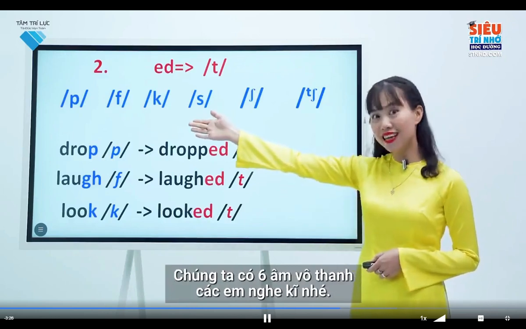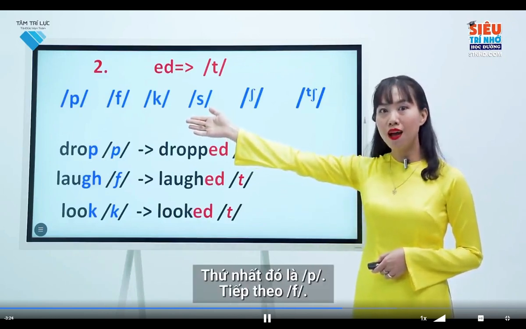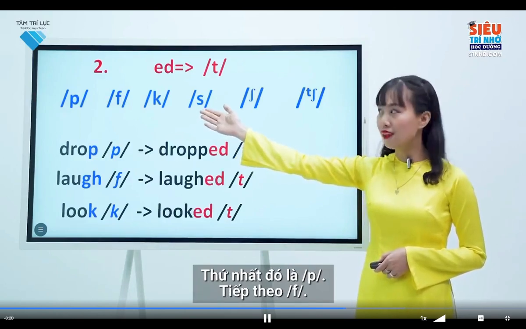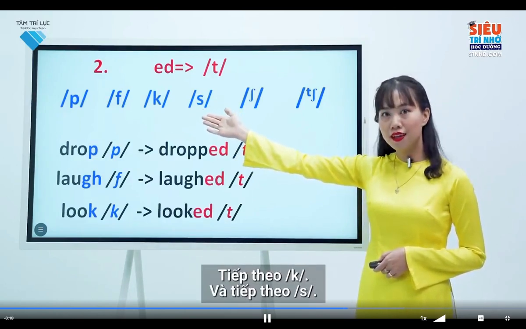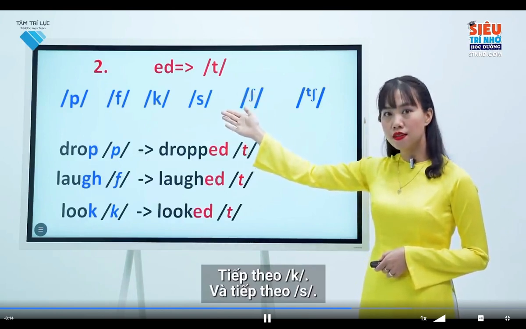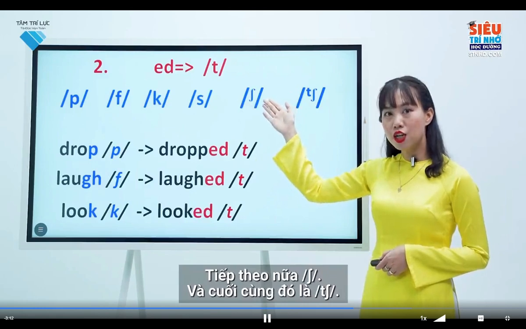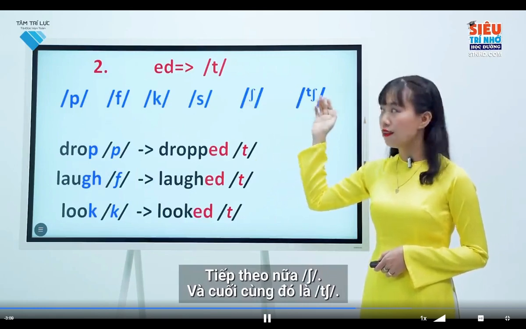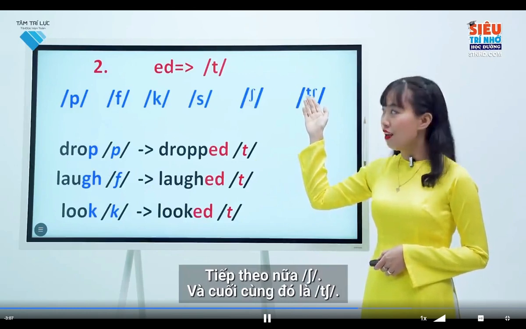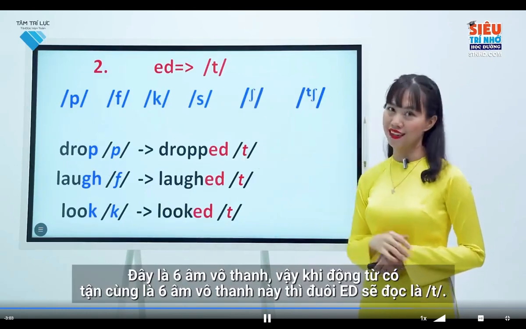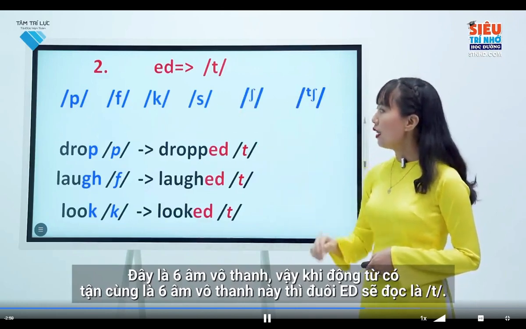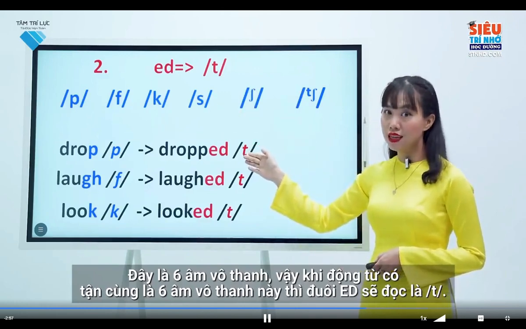Listen carefully. The first is p. Next is f. Next, k. Then s. Finally, ch. So these are 6 voiceless sounds. When the verb ends in one of these 6 voiceless sounds, the ed ending will be pronounced as t.